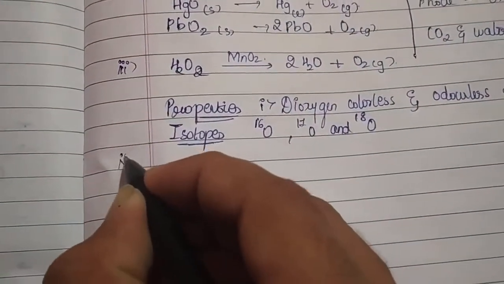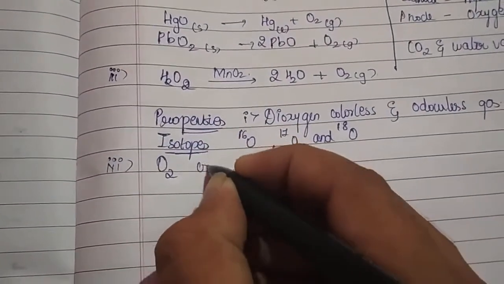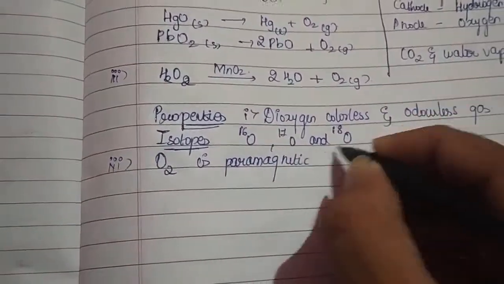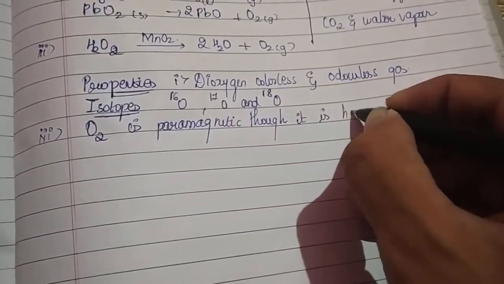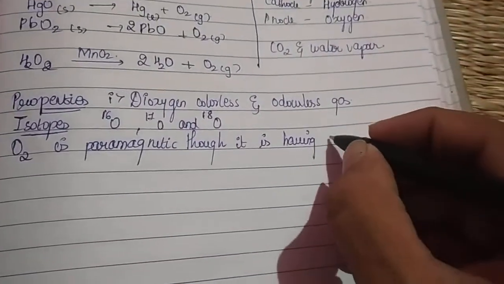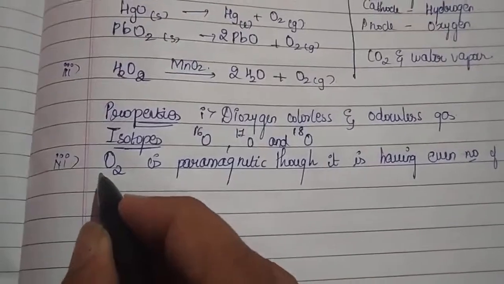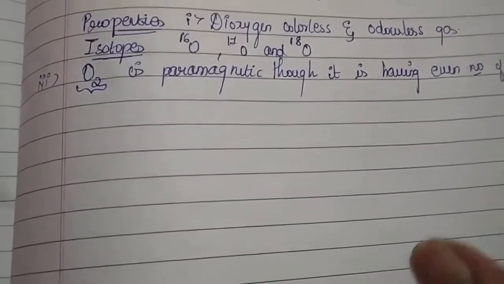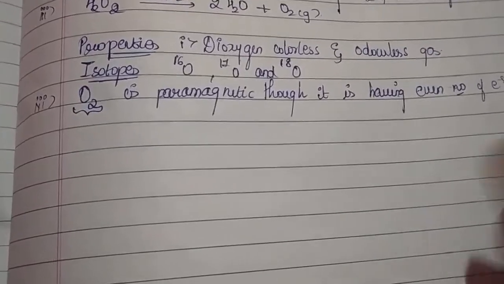The most important property I would like to quote here is that molecular oxygen, that is O2, is paramagnetic in nature, though it has an even number of electrons. What do we mean by paramagnetic? The one which is attracted by a magnetic field. So whenever you talk about dioxygen, do remember it is paramagnetic in nature. The point to note here is that though it has an even number of electrons, the oxygen molecule acts as a paramagnet.